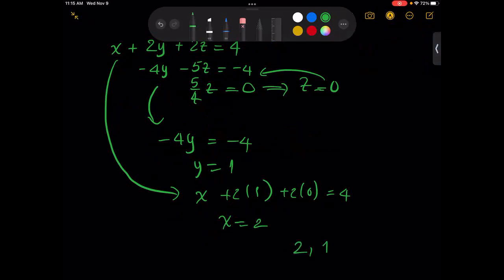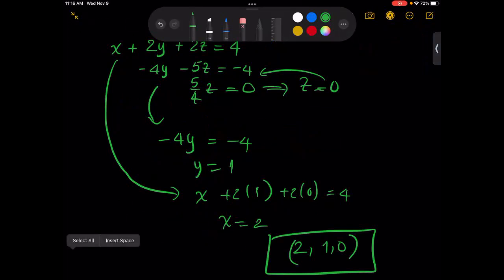So 2, 1, 0. All right, let's do the next one. I want you to spread out as much as possible, please. Just skip a seat, that's all.